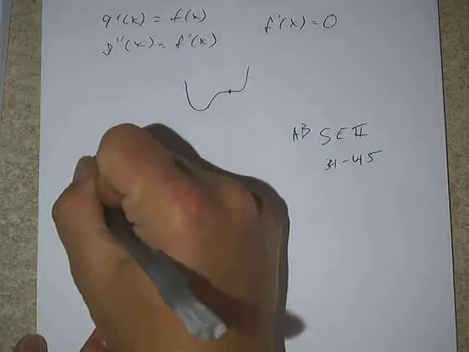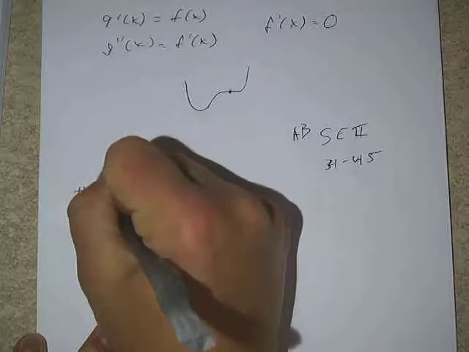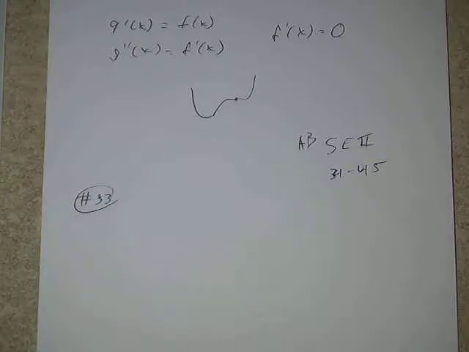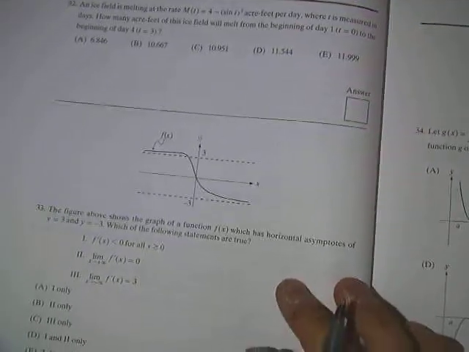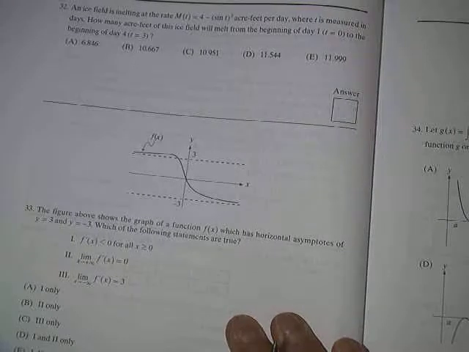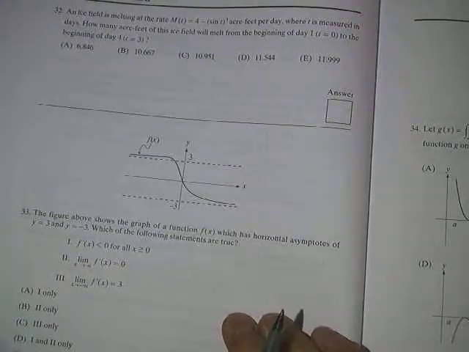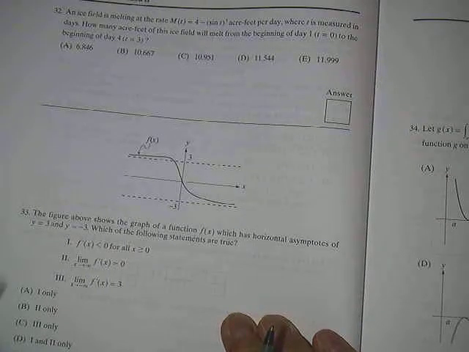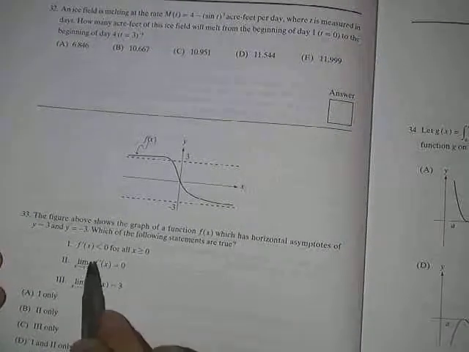Okay, 33. So keep in mind we're in the calculator part now here, so they may or may not need a calculator. But actually 33 is the graph that we need to interpret here. The figure above shows the graph of a function that has horizontal asymptotes at y equals 3 and y equals negative 3. And it says, which of the following statements are true?